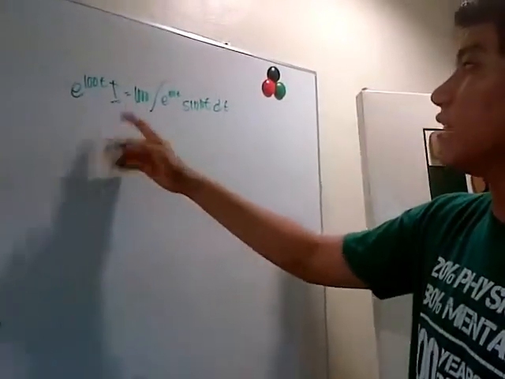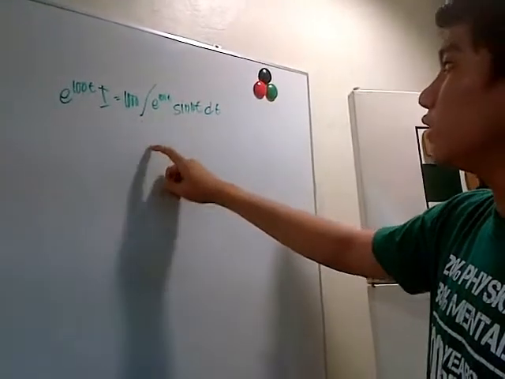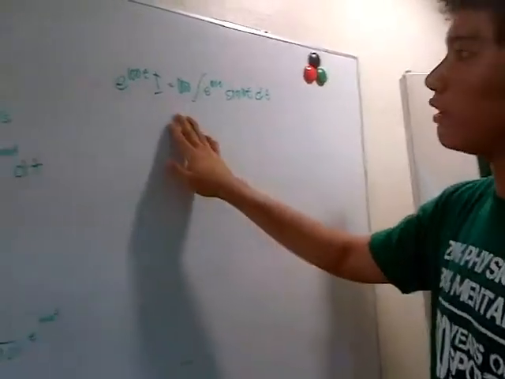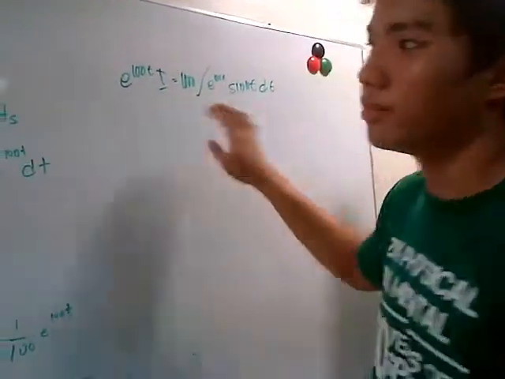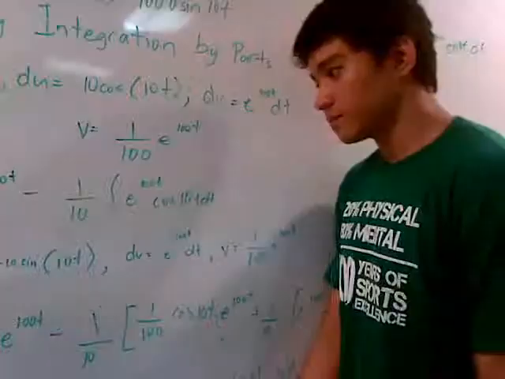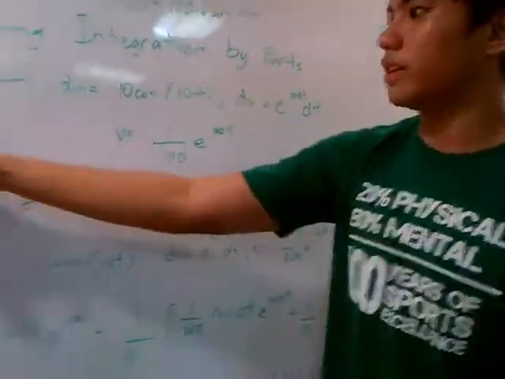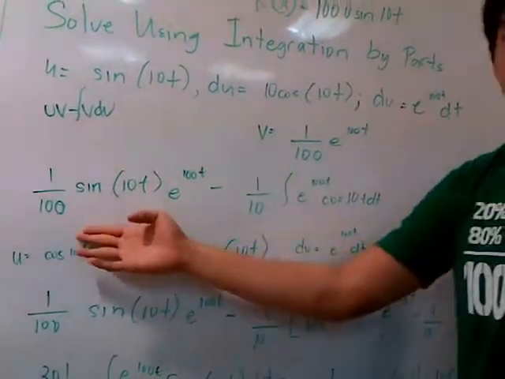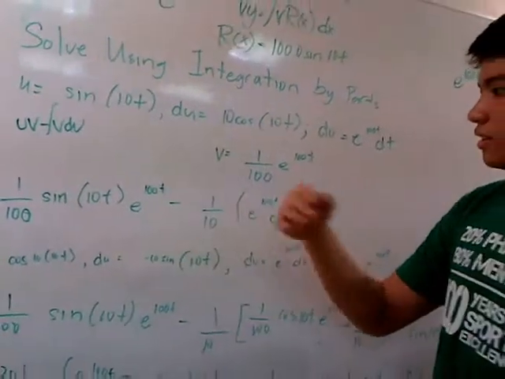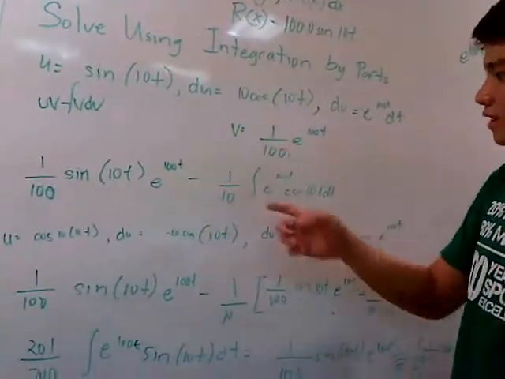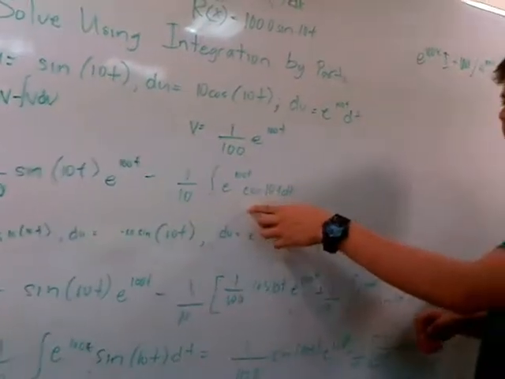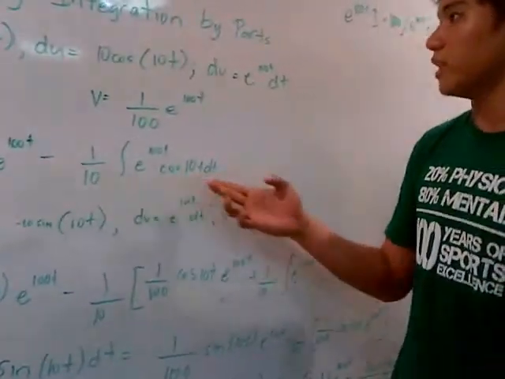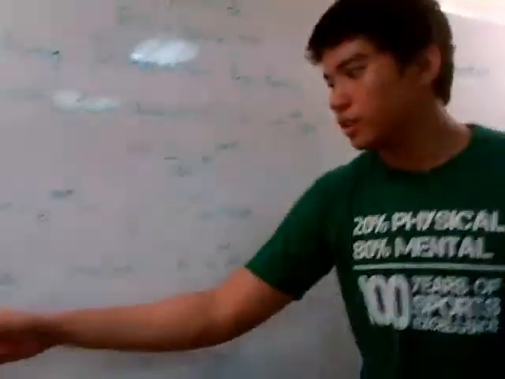When substituting those terms, you get this: e raised to 100t times i equals 1000 integral of 100 e raised to 100t sine 10t dt. Now, you can't solve this by normal integration alone, so you have to solve this by integration by parts. You use the equation uv minus integral of v du. So you get 1 over 100 sine 10t e raised to 100t minus 1 over 10 integral of e raised to 100t cosine 10t dt. Now, that's another equation that can be solved by integration by parts, so you do it again.